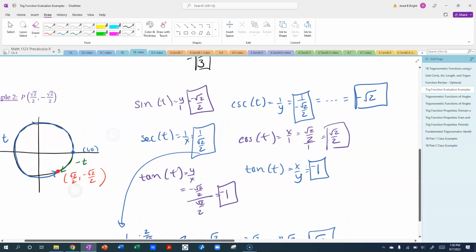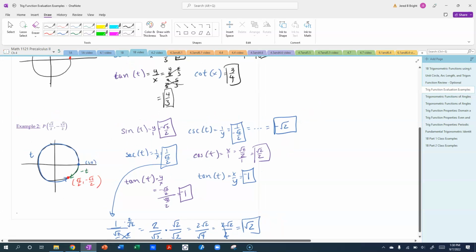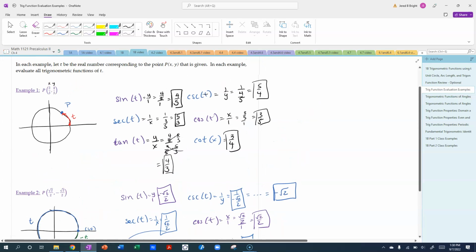All right, so this video just allowed us to get a little bit more practice with writing out the trig functions, working with them using arc length, and we'll see a little bit more work with trig functions coming up.